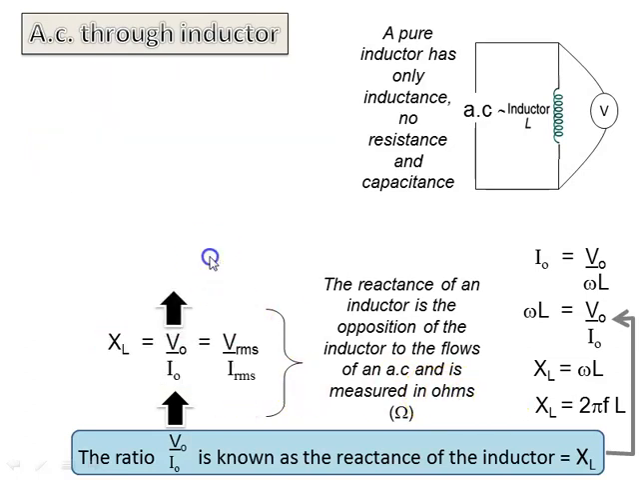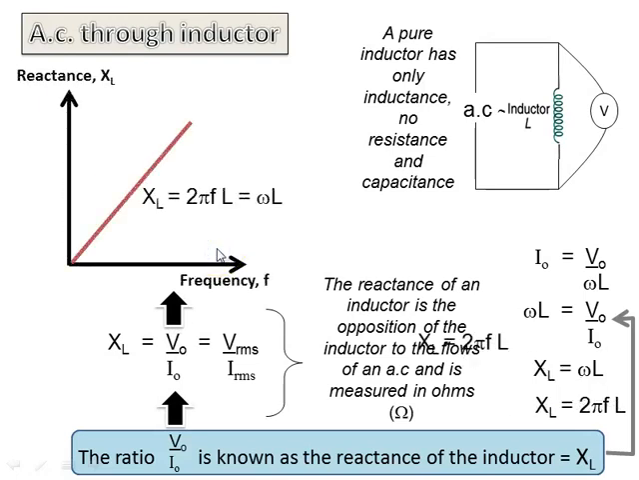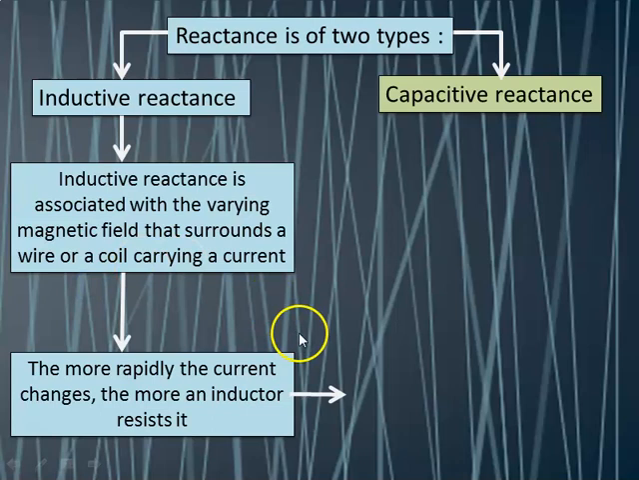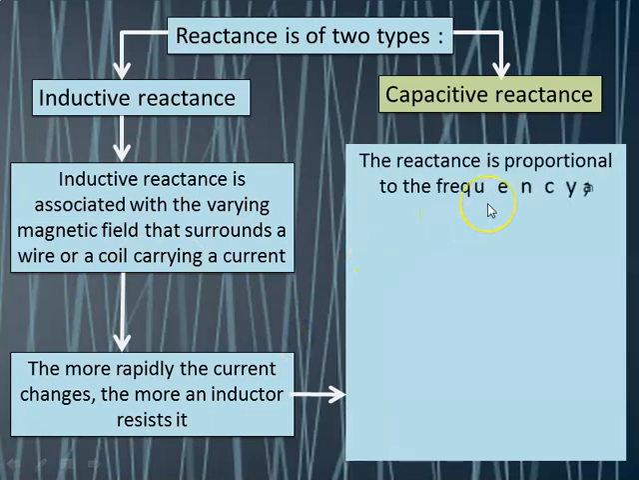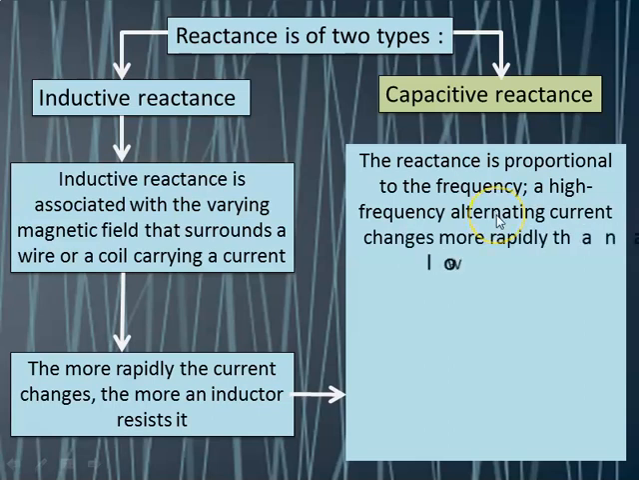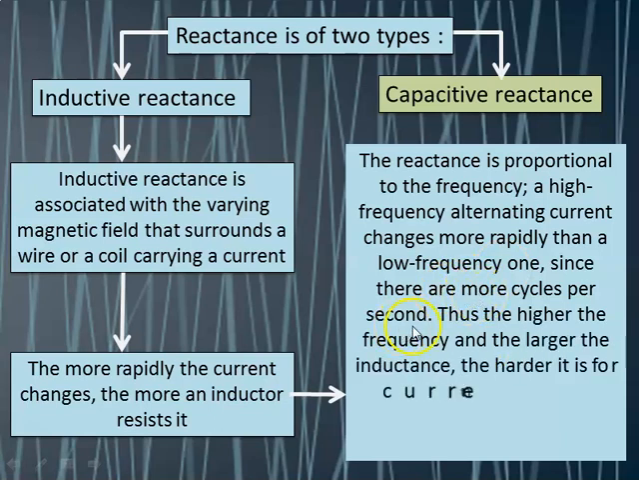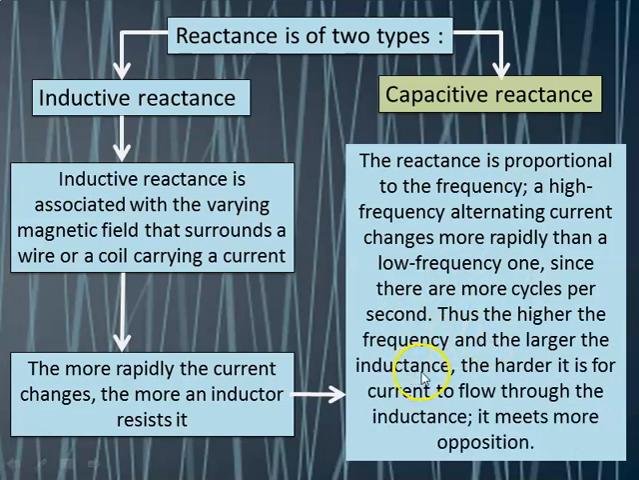Okay, next we plot the graph of reactance against frequency. From the equation XL equals 2 pi fL, 2 pi and L are constants, so therefore XL is directly proportional to f. This means that the graph is a straight line passing through the origin. So the reactance is proportional to the frequency. A high frequency alternating current changes more rapidly than a low frequency one, since there are more cycles per second. Thus, the higher the frequency and the larger the inductance, the harder it is for current to flow through the inductance. In other words, it means more opposition.